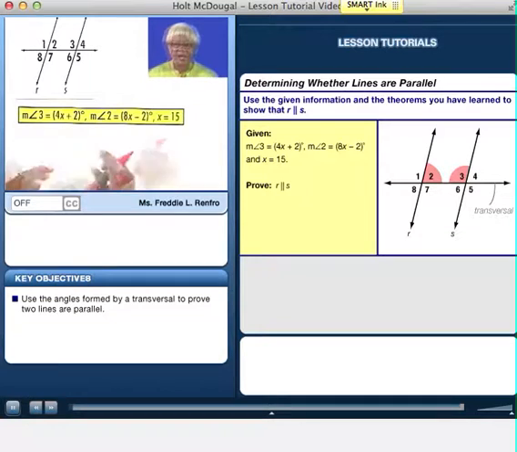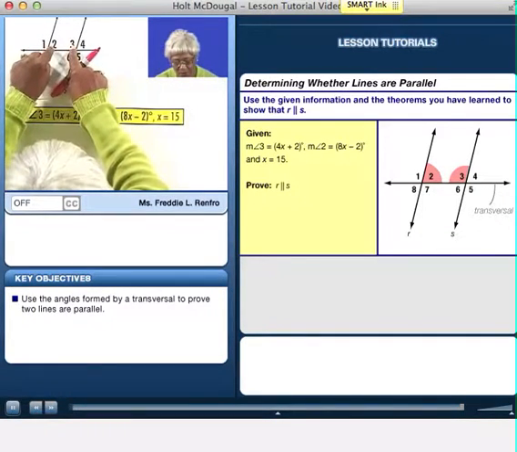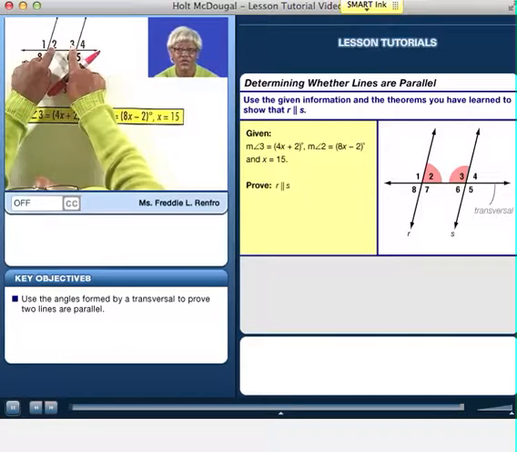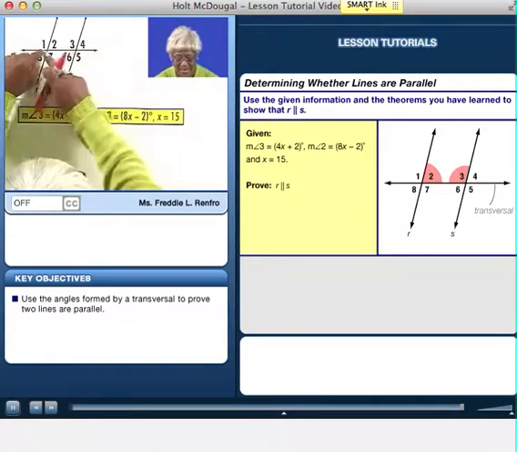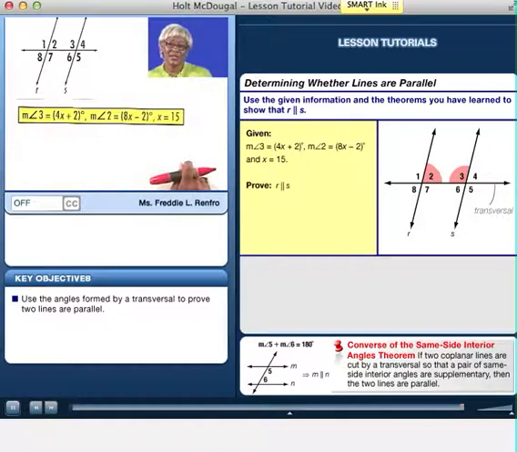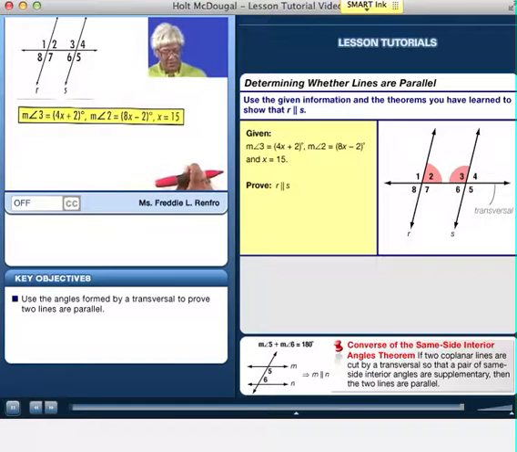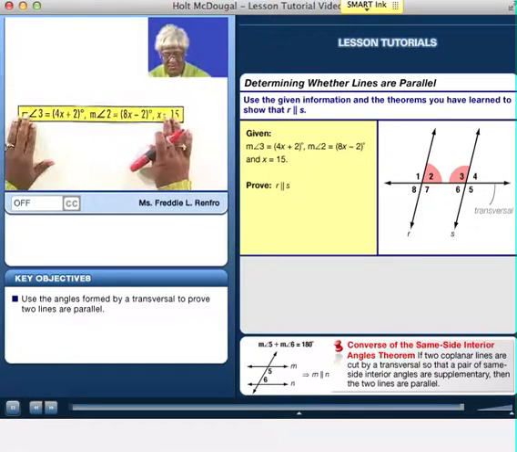Well, there's a converse theorem that says that if we can show that these two angles are supplementary and they're on the same side of the transversal, then those two lines are parallel. Well, let's see if we can show that these two angles are supplementary. Okay, I'm going to move this aside.